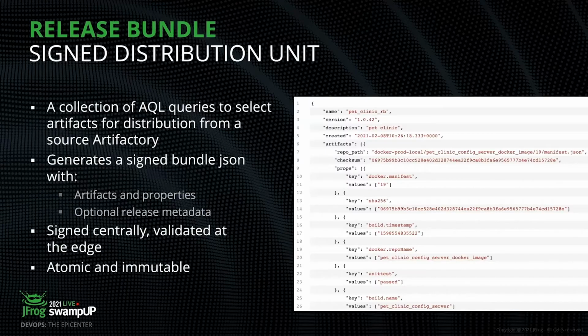And the way to push content to an edge is through a release bundle. A release bundle is a JFrog technology. Basically, it's a collection of queries that you run against a source Artifactory to gather the artifacts that you want to collect to form a release. And you generate a signed bundle JSON with all the artifacts and their properties and optional additional metadata. This JSON is signed centrally and it's validated on Artifactory Edge. So it gives you atomicity and immutability.